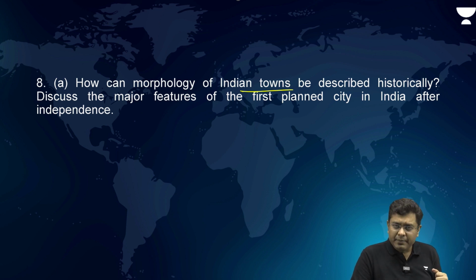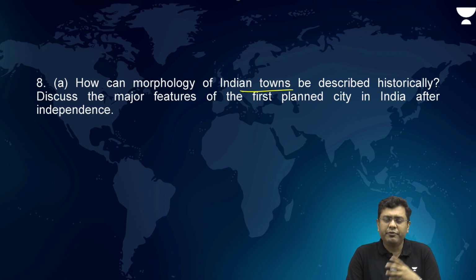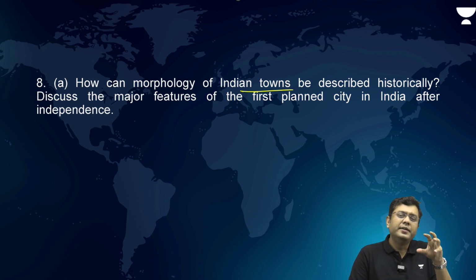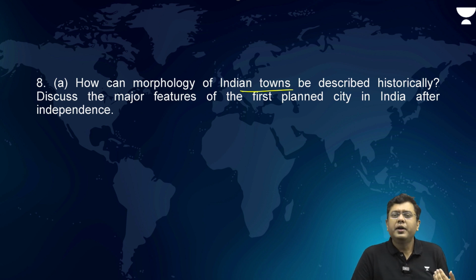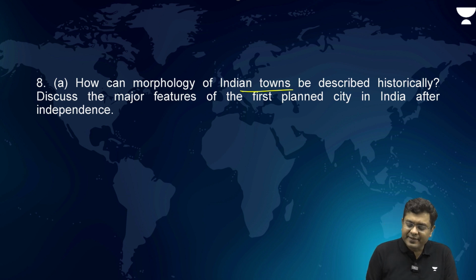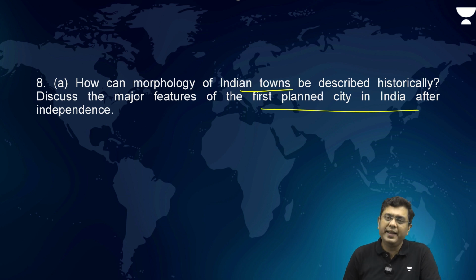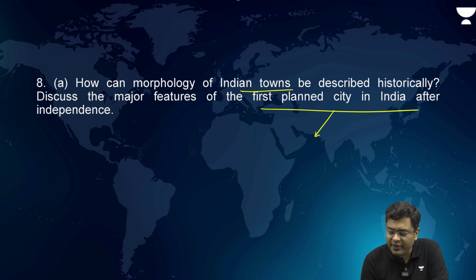For example, during the time of the Mughals, you had almost the entire township within the forts, a fortified setup, right? Then before that, you had the pilgrimage centers around which the settlements happened. For example, Varanasi. Then you had the coastal towns which also developed on the basis of trade. So it was also kind of a linear development there. Discuss the major features of the first planned city in India. So here you have to discuss the features of Chandigarh.